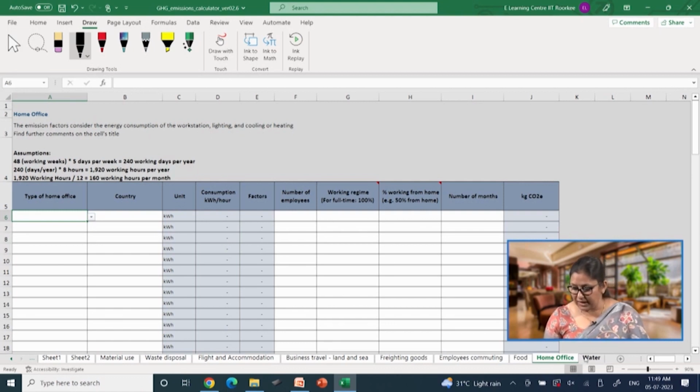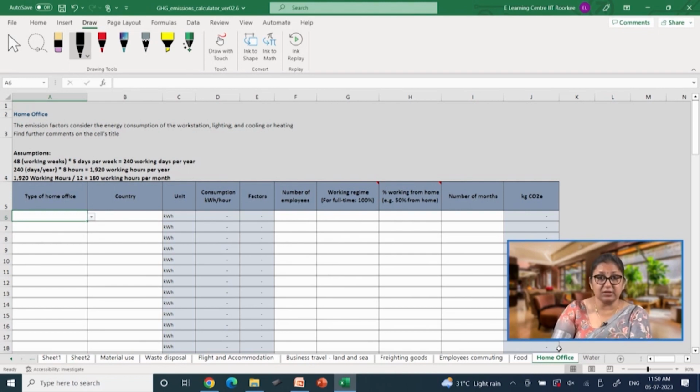Similarly, we have these heads where we are talking about home office, where it considers the energy consumption of workstation, lighting and cooling or heating. What we are assuming here is a 5-day week, with the type of home office where people might be working from their homes. So, that is also included in this one.